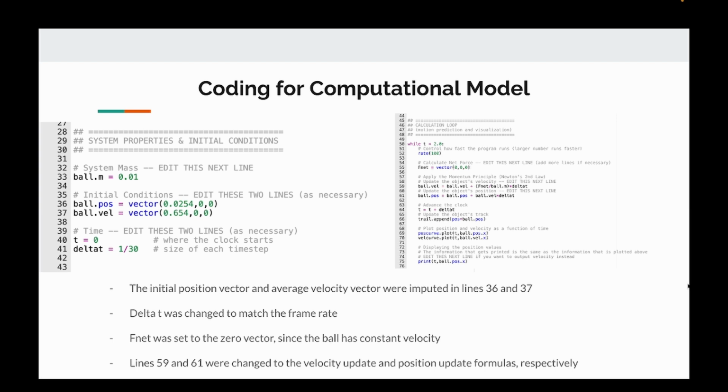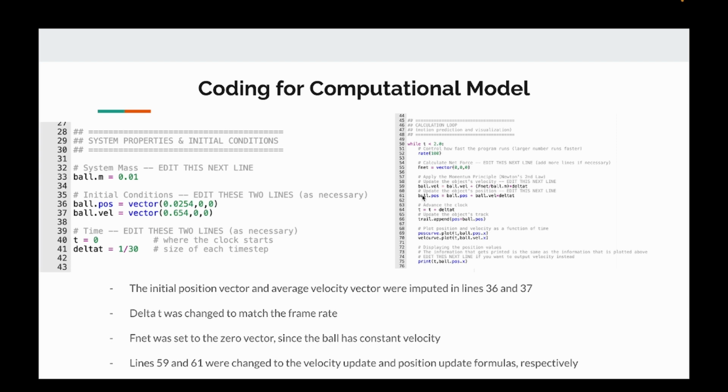Now, some coding for the computational model. In lines 36 and 37, I changed the information in the vectors to represent the position initial vector that I calculated from before and the average velocity vector that I calculated from before. I also changed delta t to be 1 over 30 since the frame rate of my video was 30 frames per second. In addition, I set fnet vector equal to 0 because the net force is supposed to be 0 when an object is in constant velocity.